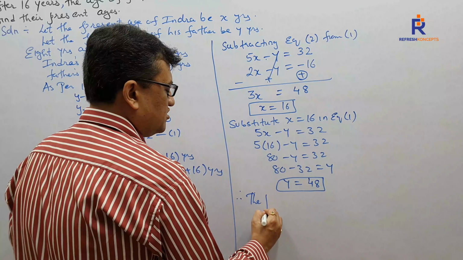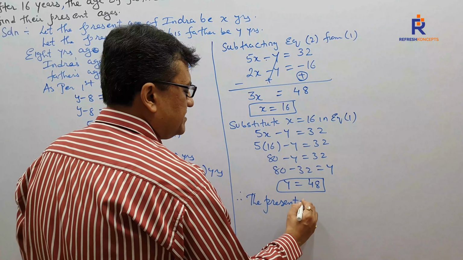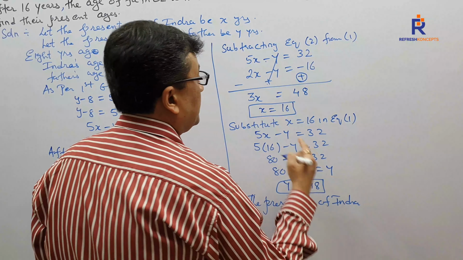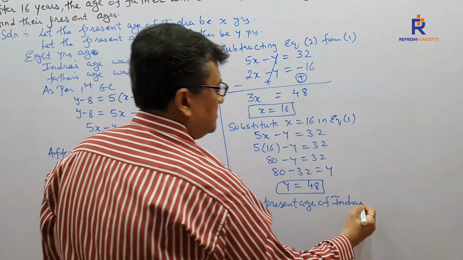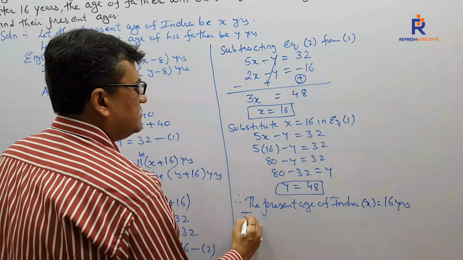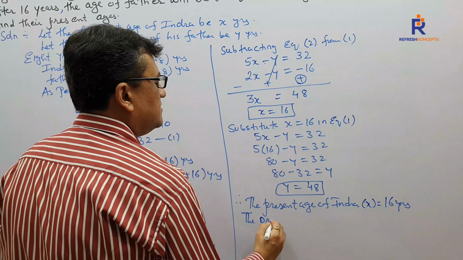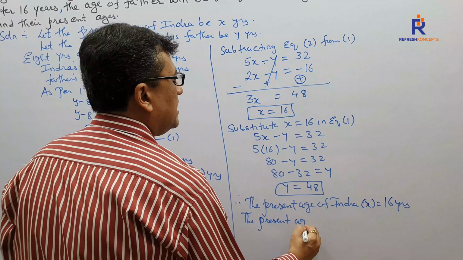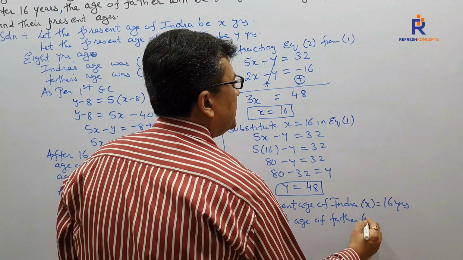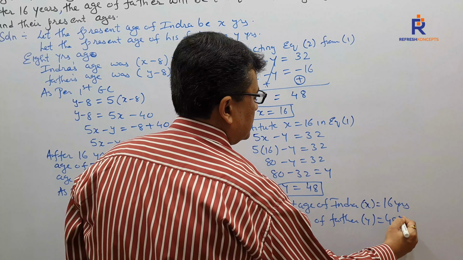So what is the present age of Indra? Therefore, the present age of Indra, which in our terms is x, is 16 years, and the present age of his father, or you can say simply father, being y, is 48 years.